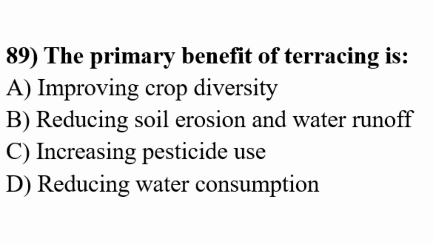89. The primary benefit of terracing is A. Improving crop diversity. B. Reducing soil erosion and water runoff. C. Increasing pesticide use. D. Reducing water consumption. Answer: B. Reducing soil erosion and water runoff.